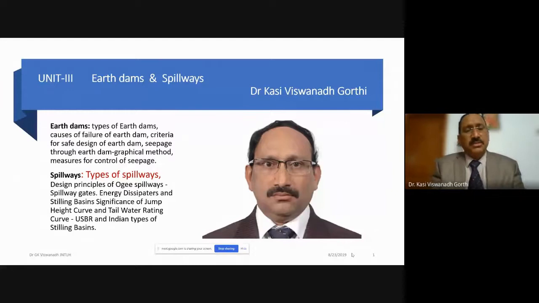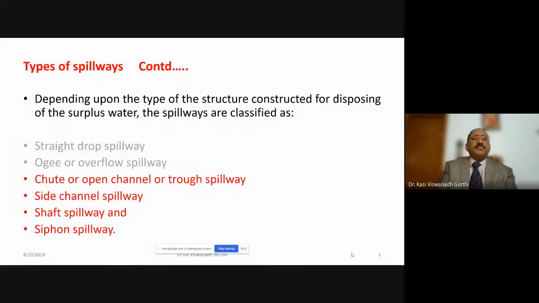Last class also we have seen the types of spillways, followed by the design principles of OGE spillway, how the OGE profile is prepared, and what is WES profile designed by the US Army Corps of Engineers. Okay, that we have seen. So depending upon the type of the structure constructed for disposing the surplus water from the reservoir, the spillways are classified. We have seen straight drop spillway in the last class, followed by OGE spillway or overflow spillway.